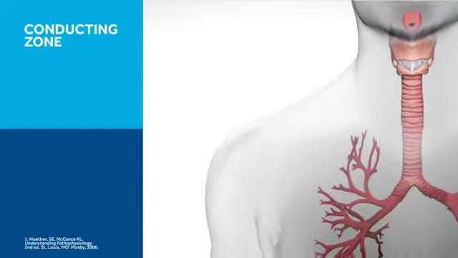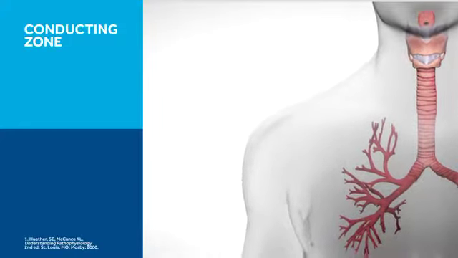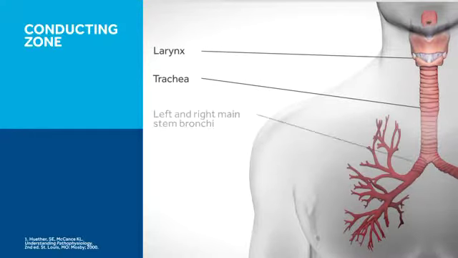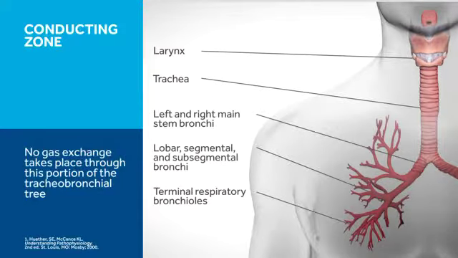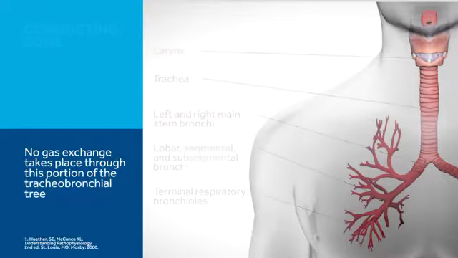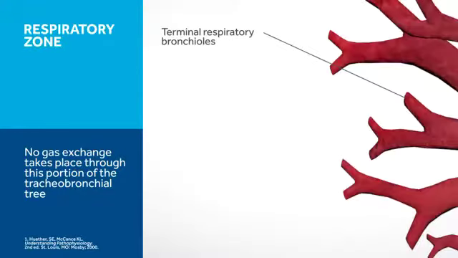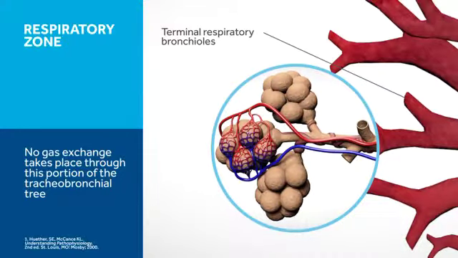The tracheobronchial tree is comprised of branching airways. The trachea connects the larynx to the left and right mainstem bronchi. The mainstem bronchi branch into lobar, segmental, and subsegmental bronchi before finally branching into the terminal respiratory bronchioles. No gas exchange takes place through this portion of the tracheobronchial tree. Because no gas exchange occurs in the conducting zone, the volume of gas in this zone is termed anatomical dead space. Past the level of the terminal respiratory bronchioles, the airway branches further into alveolar ducts and alveoli.